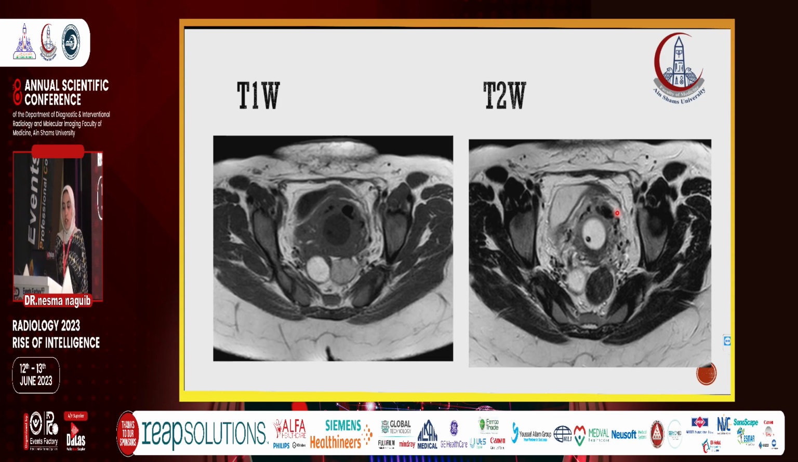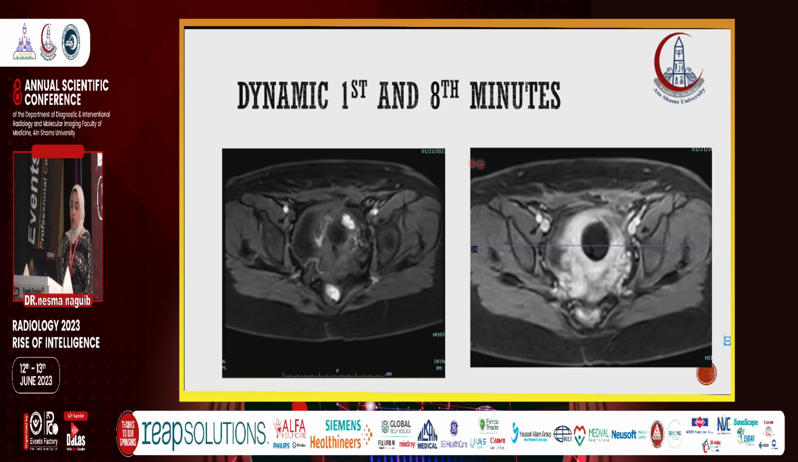And now we do dynamic images to understand from where to where it goes. In the first minutes of the dynamic images, we can see early enhancement of those blood vessels, which denotes an arterial side. And in the 8th minute, we can see the whole uterus take the contrast, and we can see those abnormal dilated blood vessels. That means early washout of the contrast, which means it has a venous side.